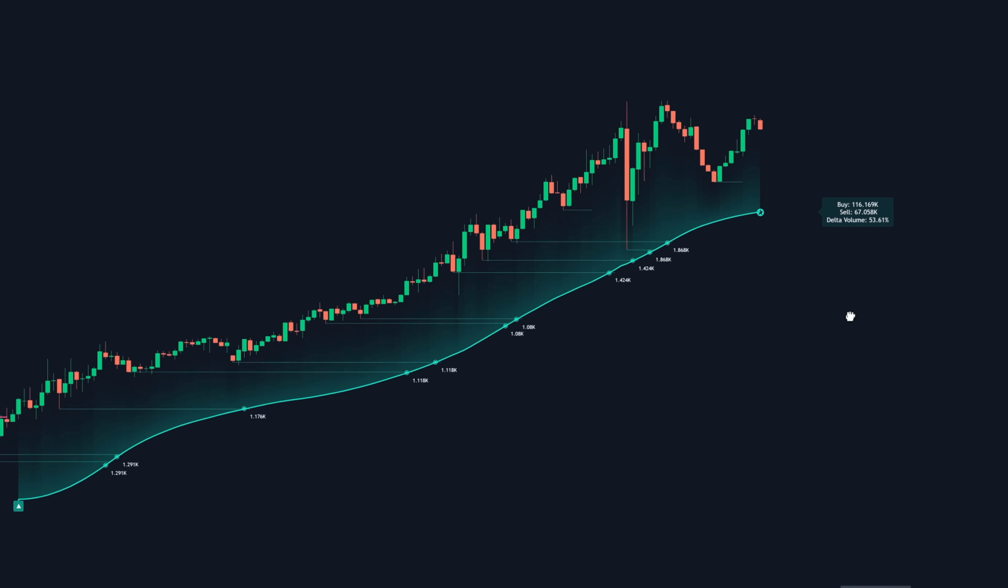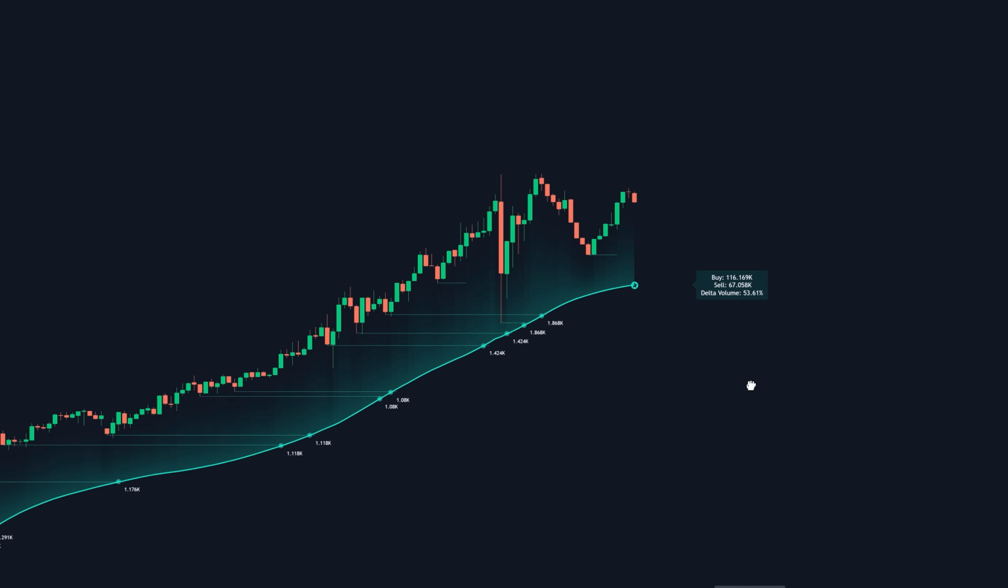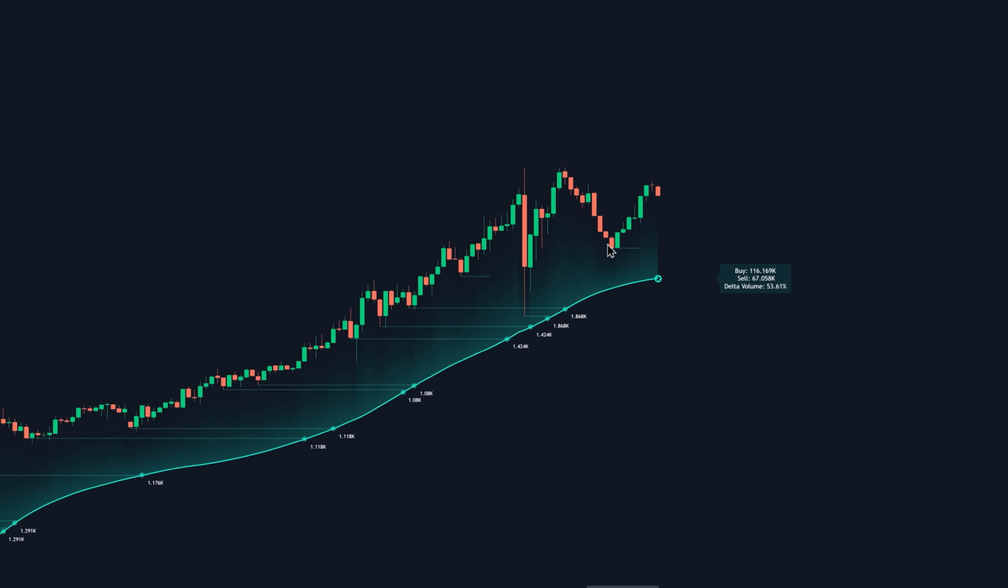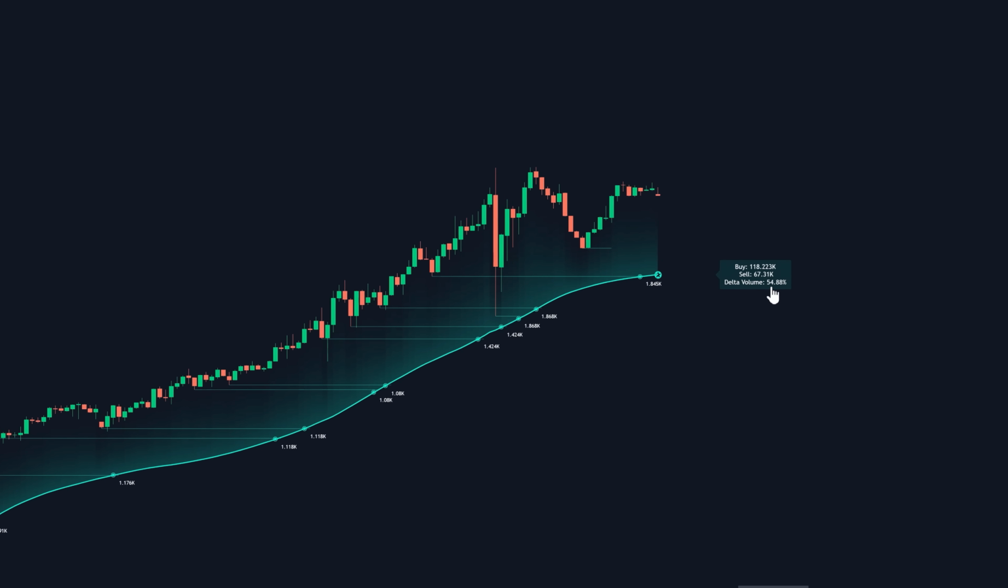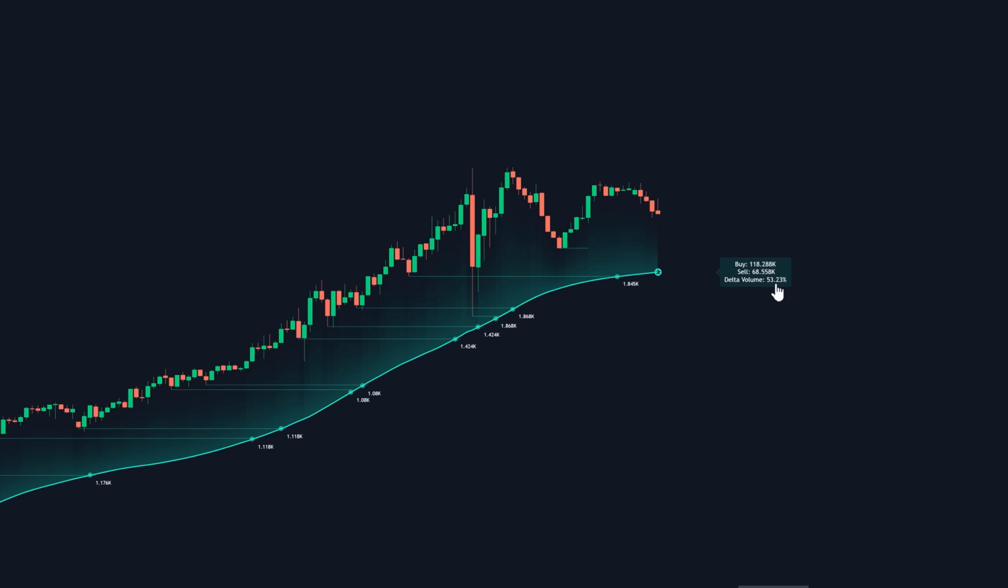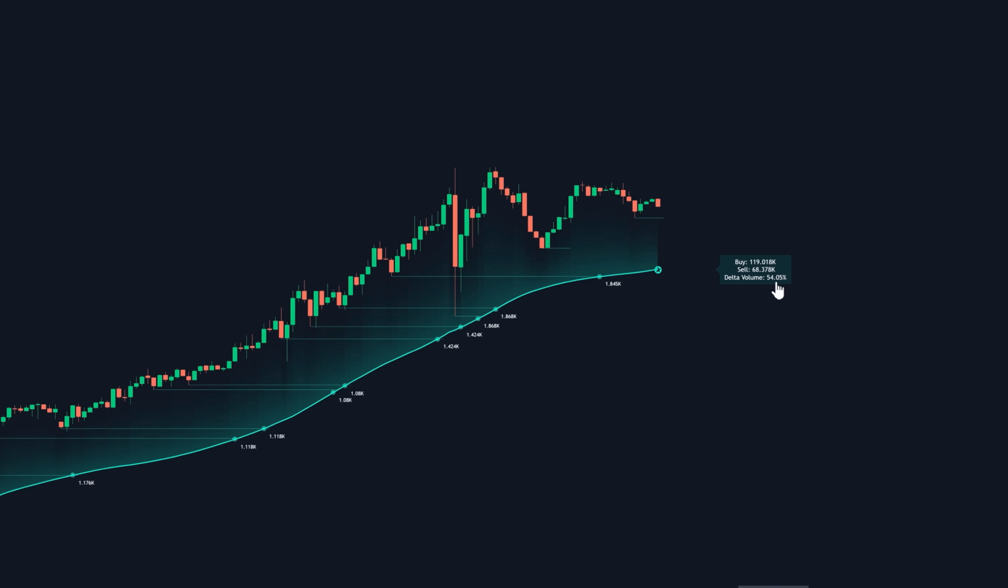In a bullish trend, the delta volume value will get smaller and smaller toward the end of the trend. Whenever that happens, it's a signal that the market may be reversing soon, which means if you had any long positions, now would be a pretty good time to start exiting.